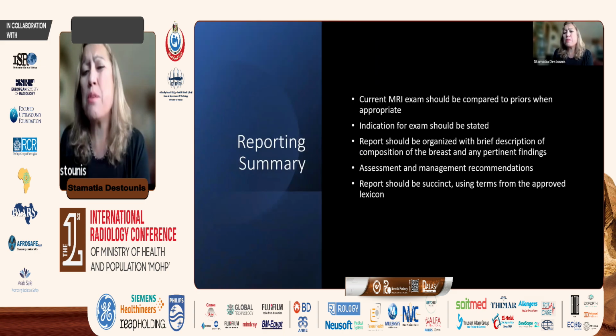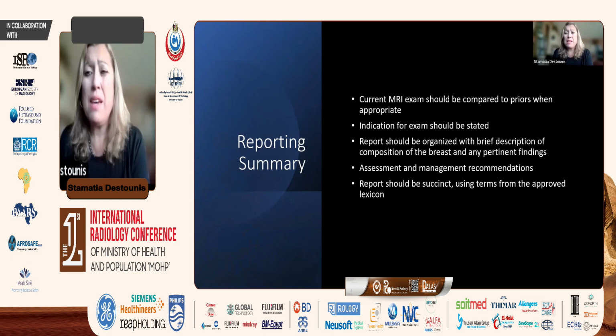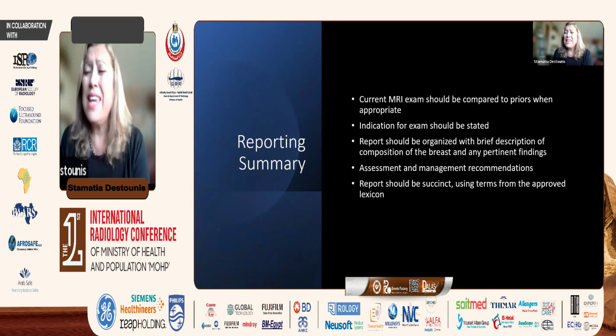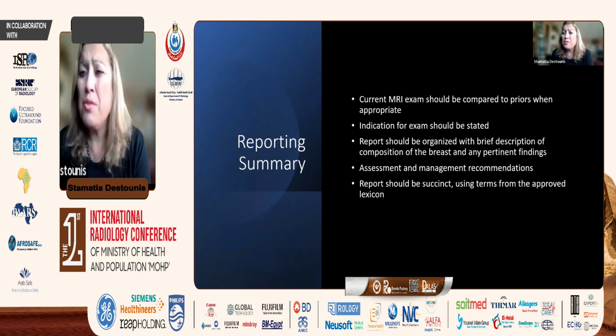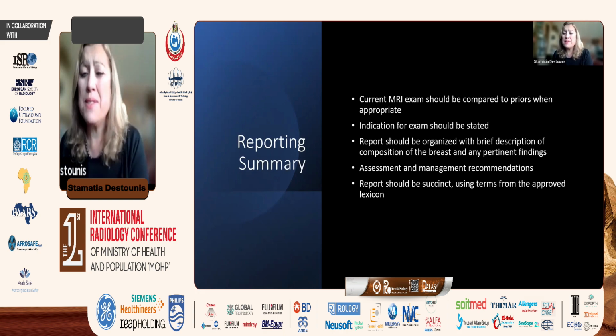So the reporting summary. The current MRI exam needs to be compared with priors when appropriate, because we may have stable findings from prior exams, or new findings or enlarging findings. The indication for the exam, whether it's a high-risk patient, or a newly diagnosed breast cancer patient, or for indeterminate workup, and the patient needs to be evaluated. So that's the indication for the exam that has to be stated.